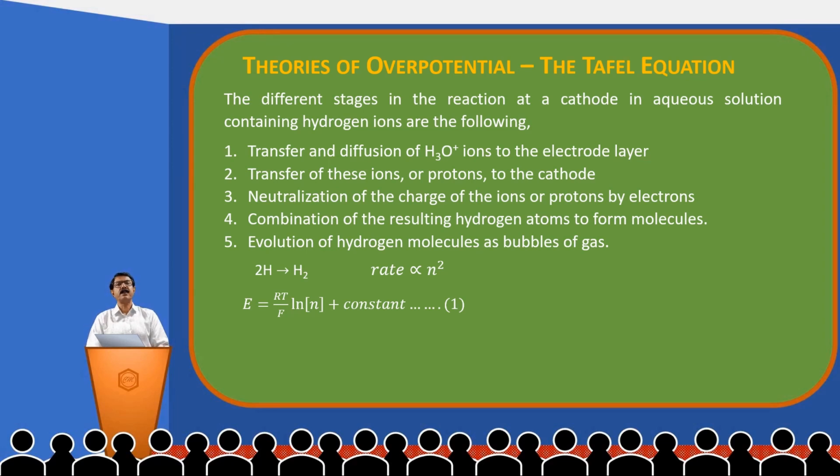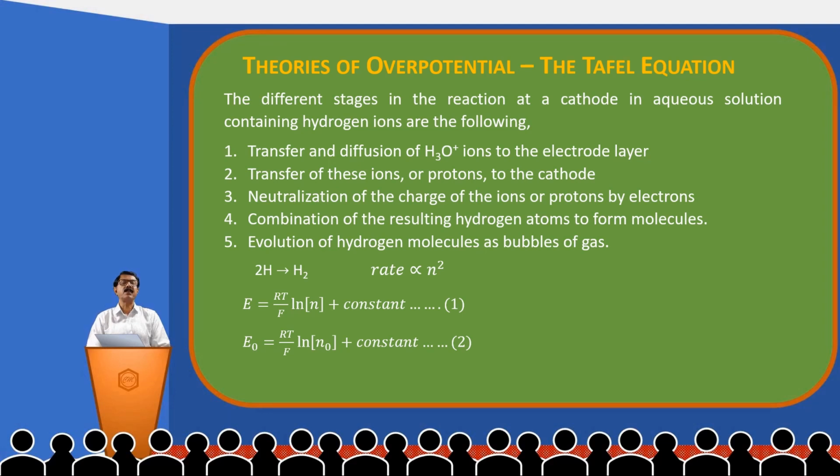The potential of an atomic hydrogen electrode corresponding to the reversible hydrogen potential is E0, and E0 is RT by F ln n0 plus a constant. Here n0 is the number of hydrogen atoms per square centimeter of the electrode surface in equilibrium with normal hydrogen gas at 1 atmosphere pressure.